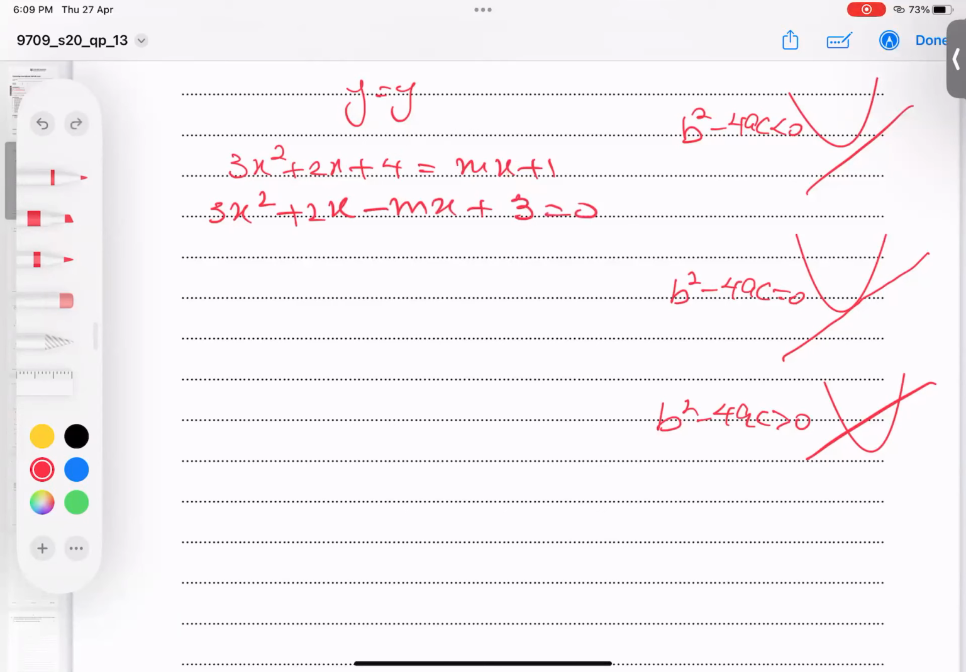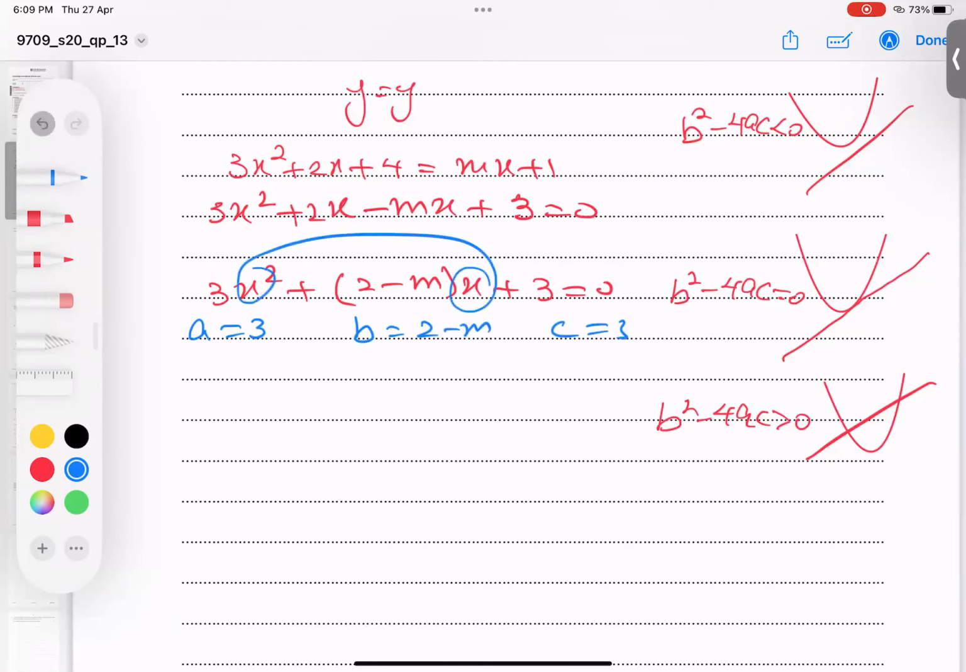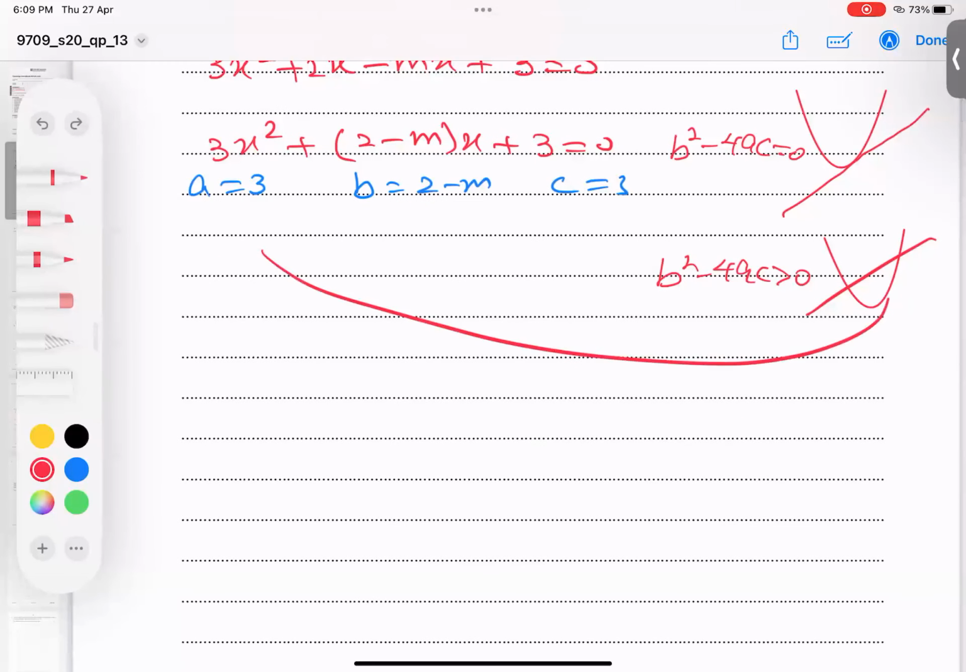Now further reorder, and I take x common from here: 2 minus m. So if I ask you what is the a value, it is 3. The b value is 2 minus m. And the c value is 3. Please don't take the x terms; some students take them by mistake. Now he said 2 points, so I will apply this formula.